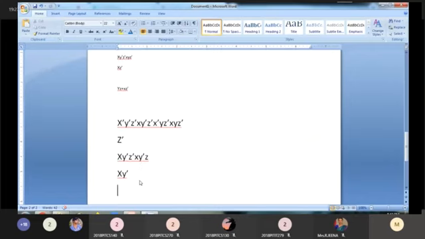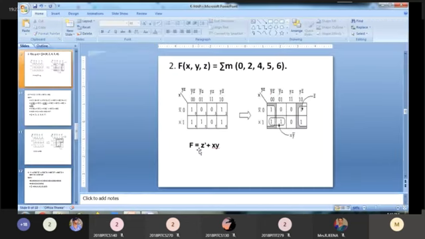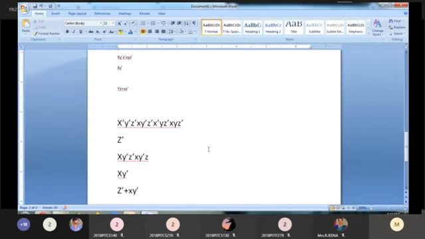At last you have to add these two. So your answer is Z bar plus X, Y bar.